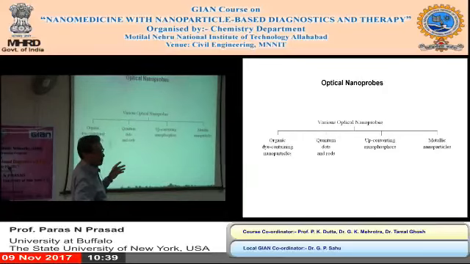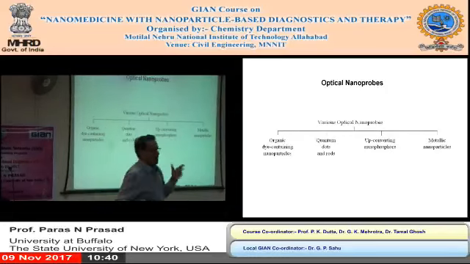So if you use scattering, it's called, then you can do dark field imaging, contrast versus the background, because the light is scattered, so those things are. So how do we do that?